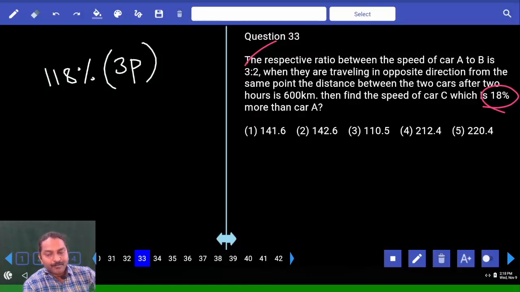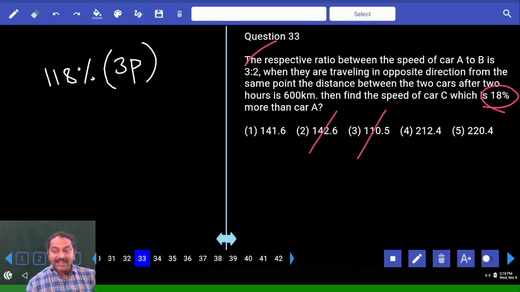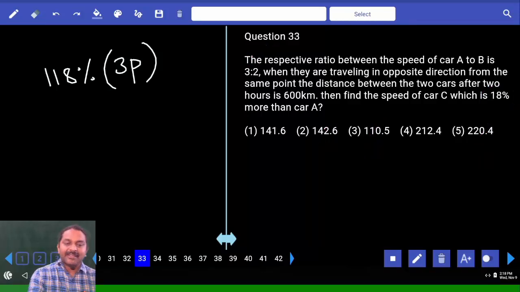Can it be the first option? Can it be the second? Can it be the third? Can it be the fourth? Yes. Can it be the fifth? No. Two options are there. If there is only one multiple of 3, you are done. Because two options are there, we have to calculate.